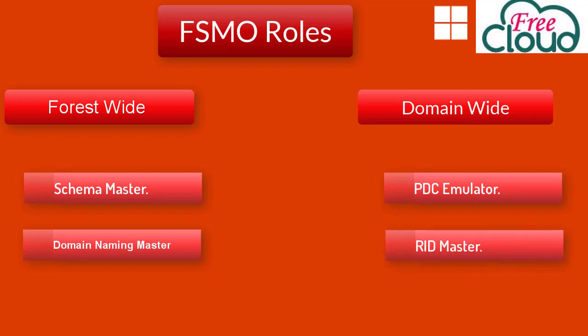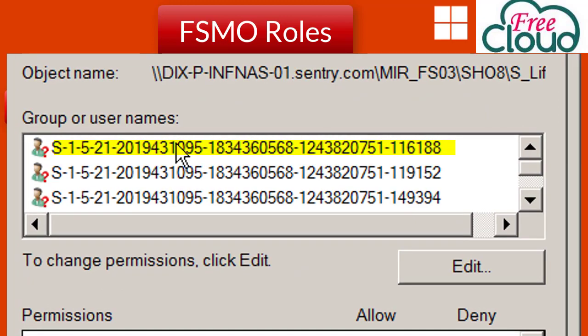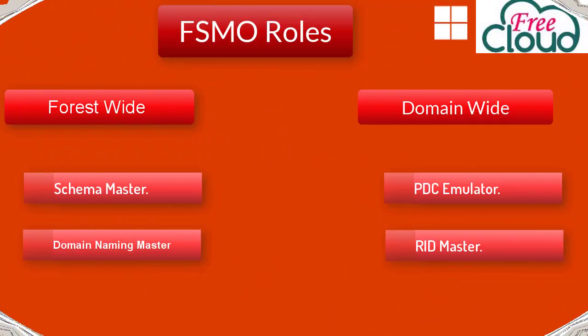RID master. Domain specific, and there is one RID master per domain. The RID master role owner is responsible for answering RID pool requests from all domain controllers within a domain. When an object such as a user, group, or computer is created in Active Directory, it's given a SID, security identifier. All security objects in a domain have a security identifier, SID, which is a combination of the SID of the domain and a sequential number called the relative ID, RID, which is supplied by the RID master.